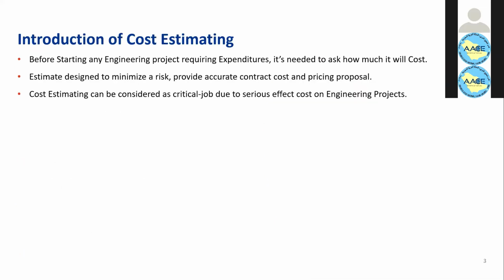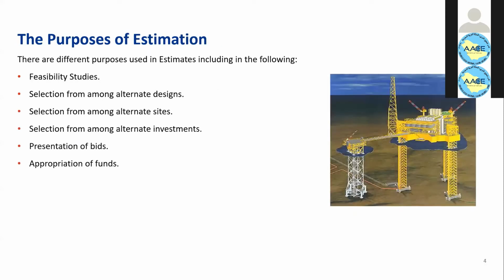Before starting any engineering project requiring expenditures, it's needed to ask how much it will cost. So an estimate is a prepared model that is designed to minimize the risk and to provide accurate contracting cost and the pricing proposal. It can be developed for both contracting used for commercial or government, such as construction, manufacturing, or subcontracting. The application of cost estimate can be used for feasibility study or selection among alternate design sites or investments, or we can use it for the presentation of bids or preparation of funds.